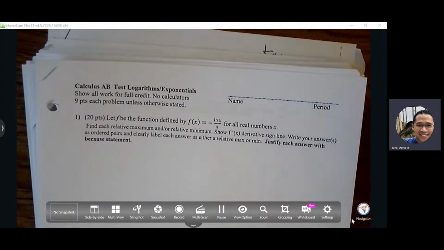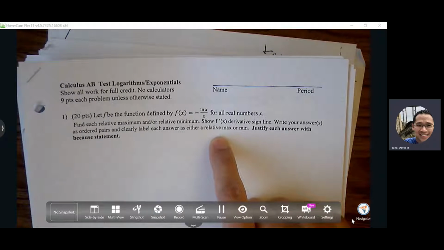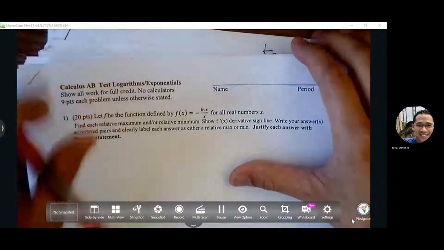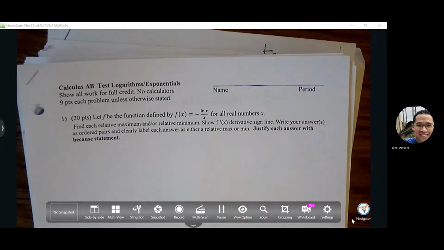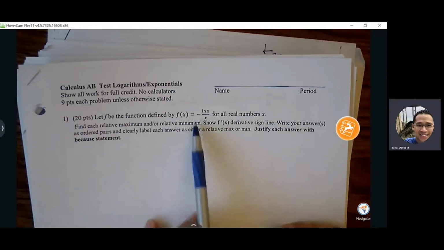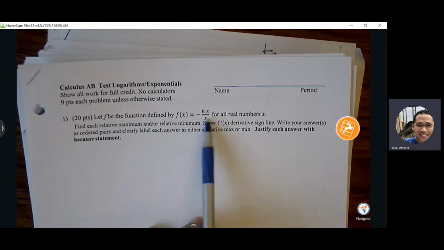All right, so this is help session number 2 over chapter 5. I'll go over this version here. Okay, so f of x equals negative natural log of x over x. Find each relative max, relative min. We're going to find the first derivative, and we're going to treat this like numerator and denominator, so quotient rule.